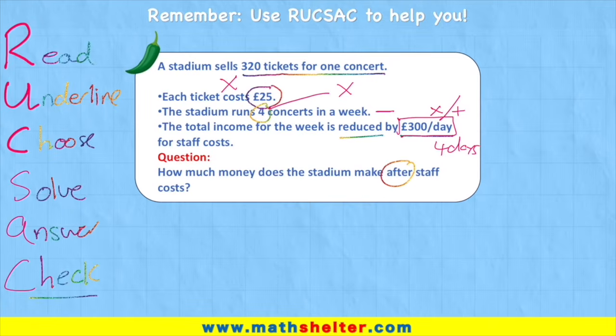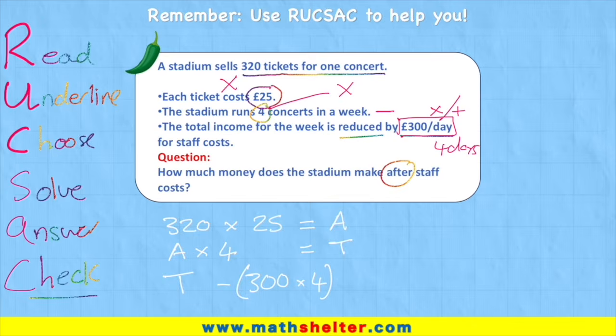Then it says to solve. Well, what does it mean to solve? Solve means to create your number sentences. So let's begin with 320 multiplied by 25. That's going to give us an answer. And then we're going to get that answer and we're going to multiply it by 4. That's going to give us our total. And then we need to get our total and we're going to subtract it by the £300, but there's 4 lots of the £300 because it's a 4-day concert, and that's going to give us our total answer.